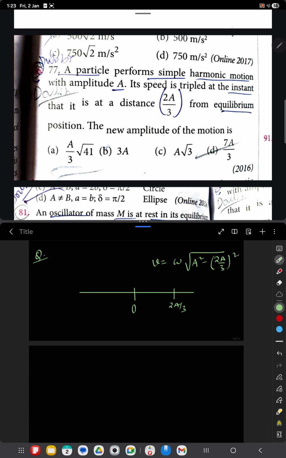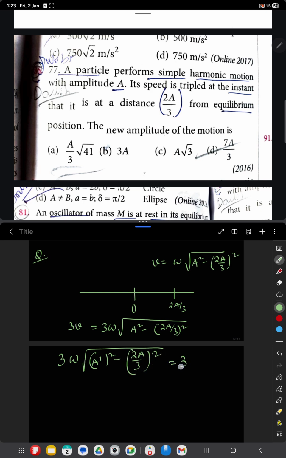Now this velocity is tripled, so now the velocity is 3v. So 3 omega root of a square minus 2a by 3 whole square. Now you need to find out the new amplitude. Let's say the new amplitude will be a dash. So you may write 3v is omega, and omega will remain the same, root of a dash square minus x square, where x is 2a by 3.